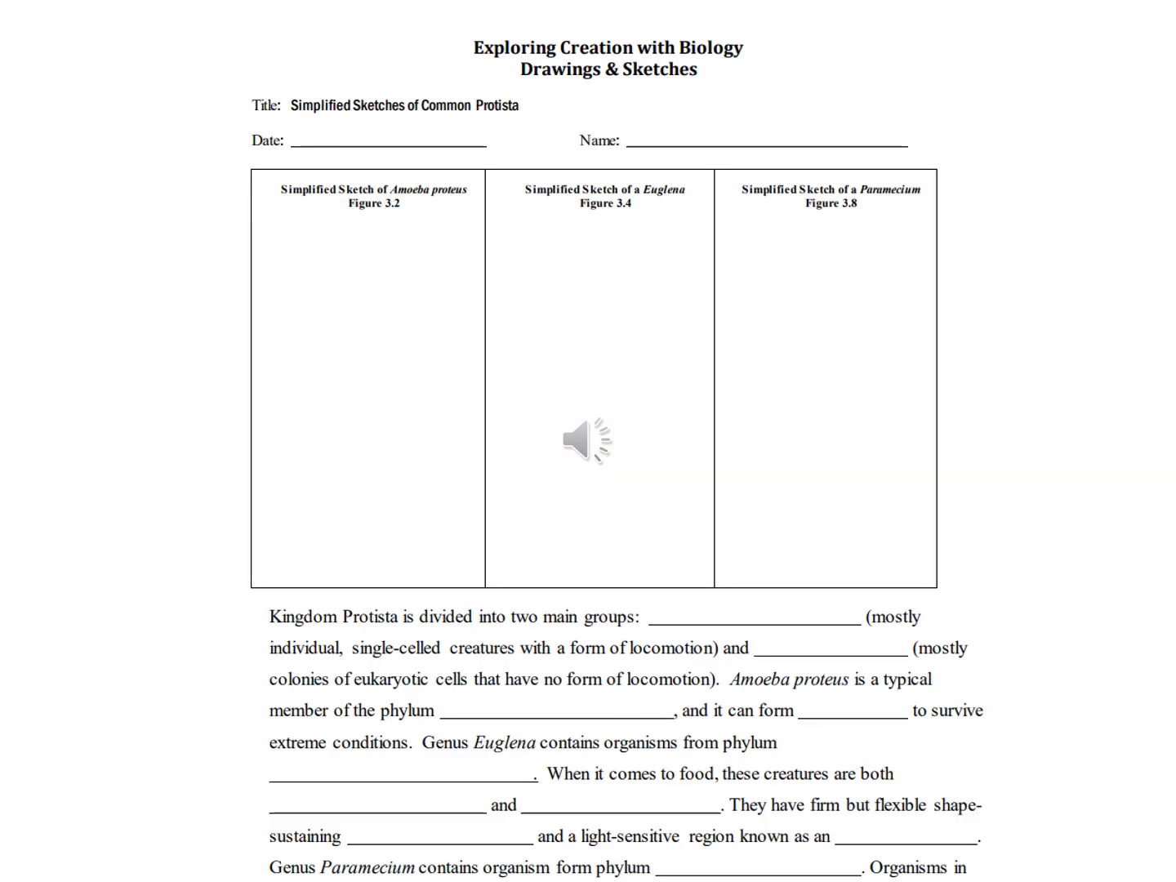Now, sometimes we want to have you take notes, but we want to combine information from several different figures in the textbook. And this next example shows you where we want to have a simplified sketch of some common protista. That's the overall umbrella of what we are wanting to take notes on. But the different protista come from three different figures in the book: figure 3.2, figure 3.4, and figure 3.8.